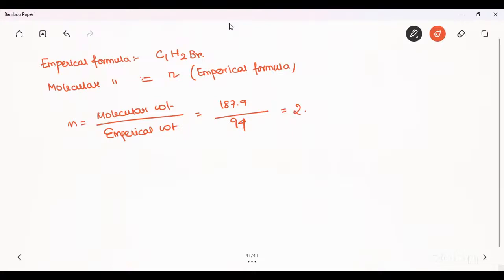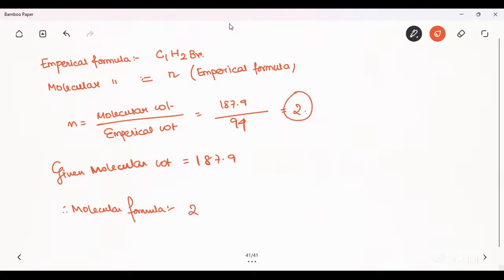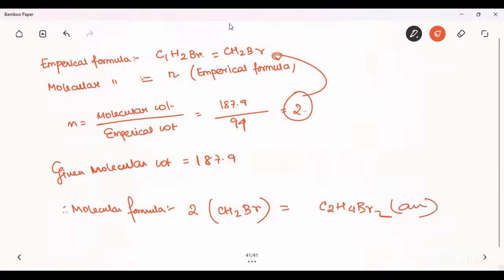Given molecular weight is 187.9. This has been given in your question. So therefore, what is the molecular formula? It's 2 into CH2Br, just multiply this by this. So it will come as C2H4Br2. So this is your final answer.